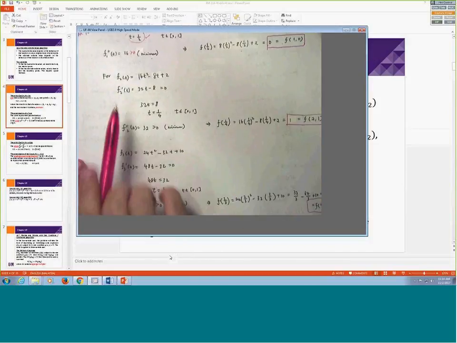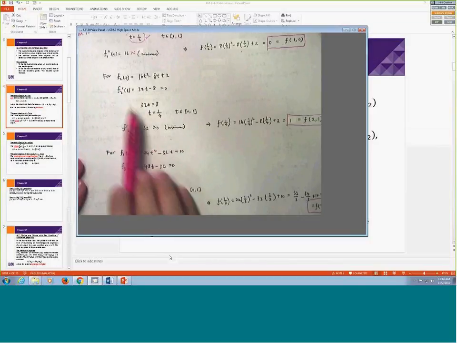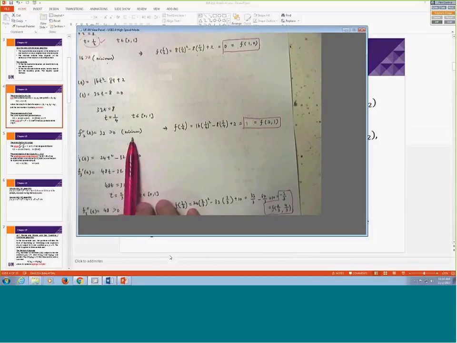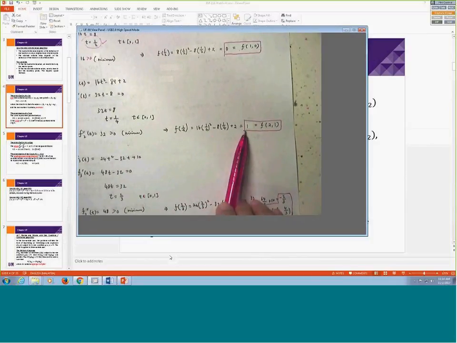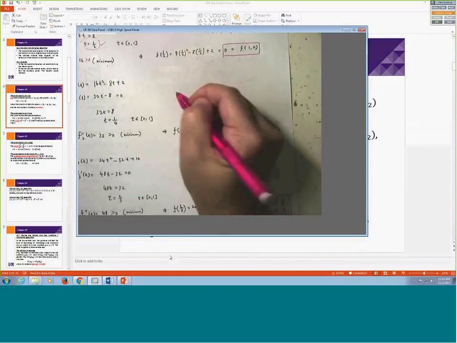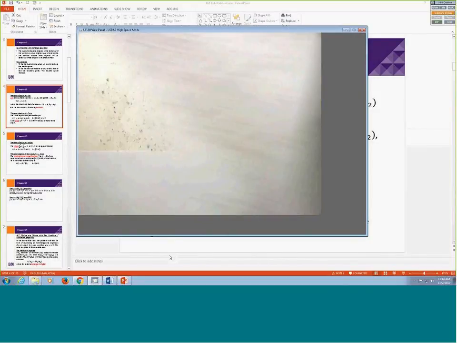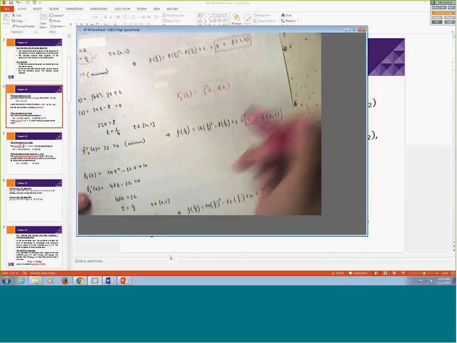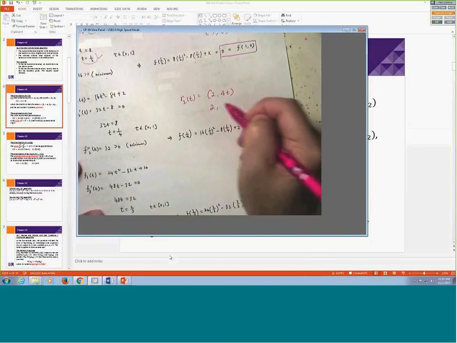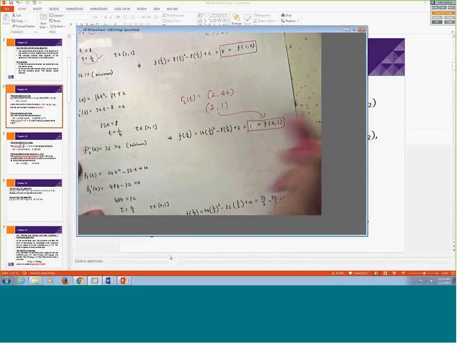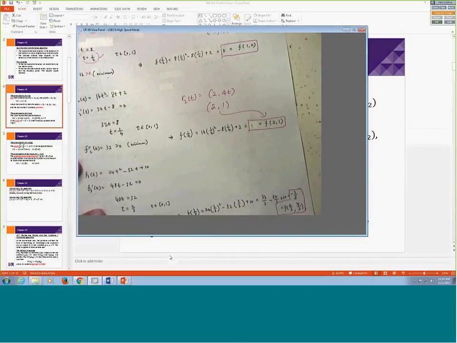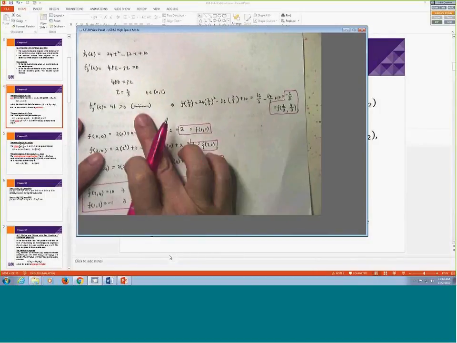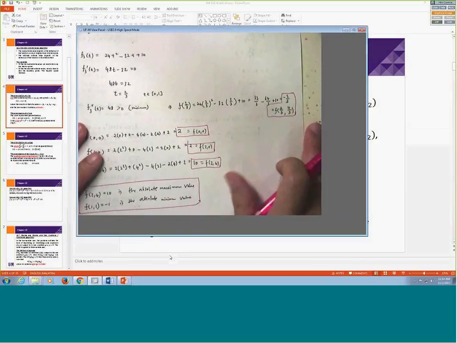For the second function, f2, when you do the first derivative test and second derivative test, you notice that this is a minimum, but the value is 1. Because our R2(t) is (2, 4t), when t equals 1/4, this is at the point (2, 1). You have a minimum, and the value is 1. For the third one, you also get a minimum, but the value is negative 2/3.